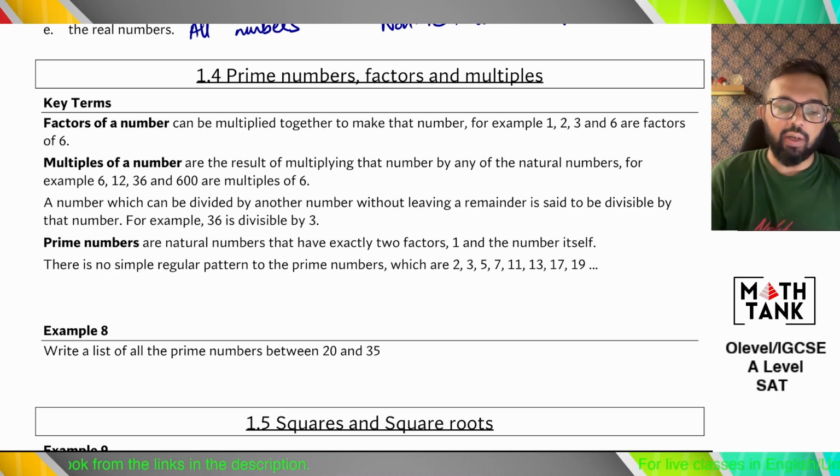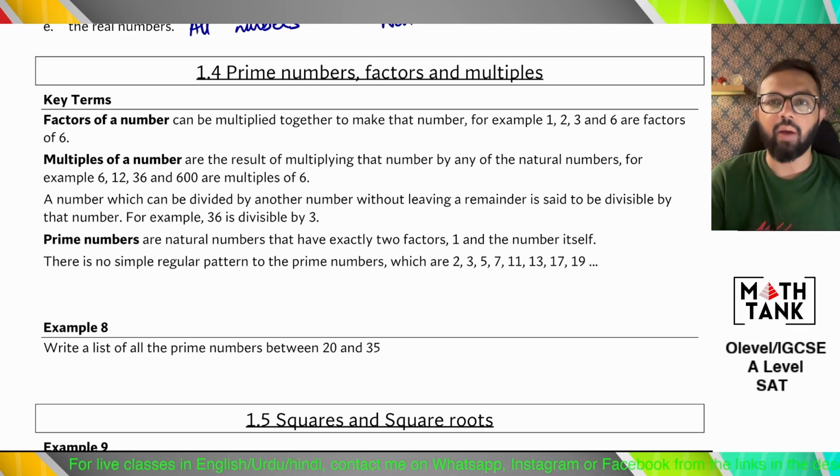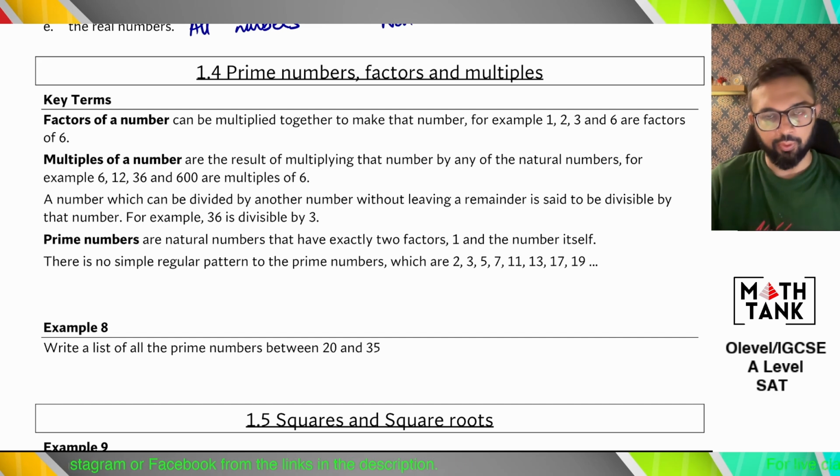Okay, so what are factors of a number? Factors can be multiplied together to make the number. For example, 1, 2, 3, and 6 are factors of 6. Basically, numbers that completely divide another number are called factors of that number. Okay, so 6 has the factors 1, 2, 3, and 6. 8 has the factors 1, 2, 4, and 8, and so on.